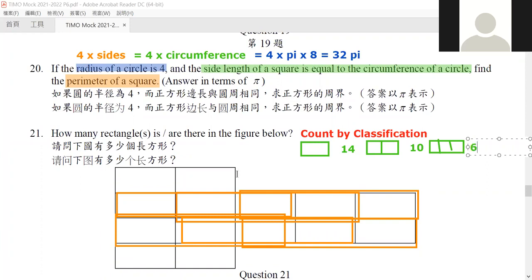Four, five, six. So there's only 6 of them. Now we can... Something's wrong with the solution.